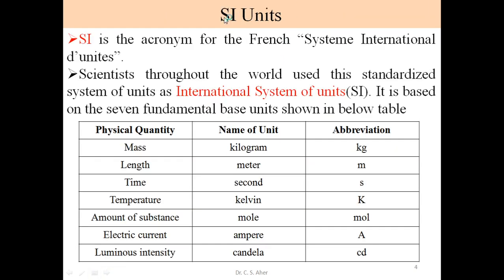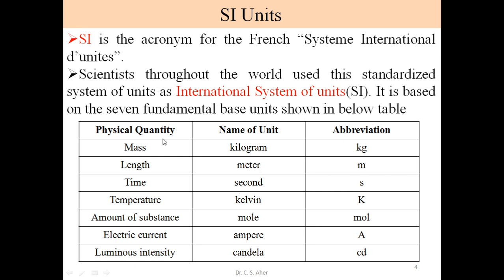So what is this SI unit? SI is an acronym for the French words Système International d'Unités. Scientists throughout the world use this standard system of units as the international system of units, that is SI unit. It is based on the 7 fundamental base units, as given in the table below.